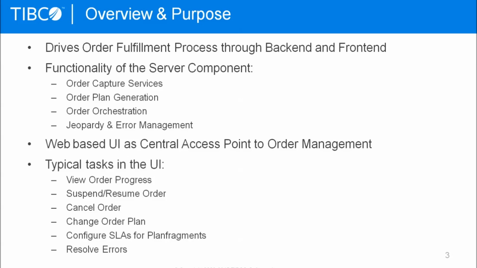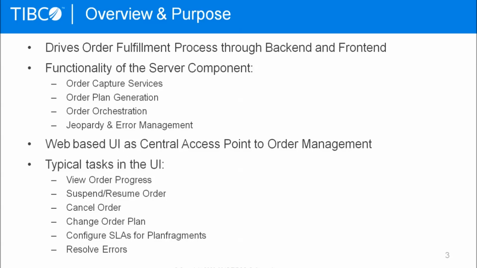And if something goes wrong with your order, so for example, a task within the plan takes very long, or it even reports an error back, there is jeopardy and error management. Jeopardy management basically supports the timely fashion of errors. So for example, if a task takes very long, you can define SLAs for each task. And error management is basically to resolve errors. So if a plan reports an error back, you can resolve that particular error.